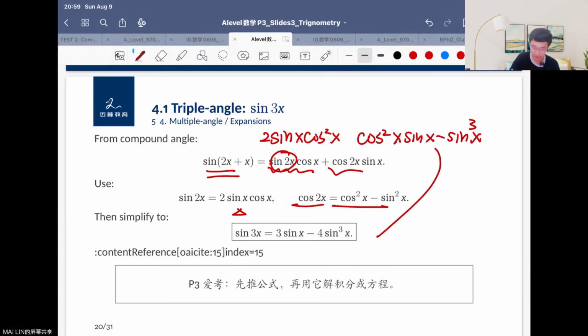After that, you can put it in, and you're going to find that sine 3x equals 3 sine x minus 4 sine cubed x, okay? That is for this problem.